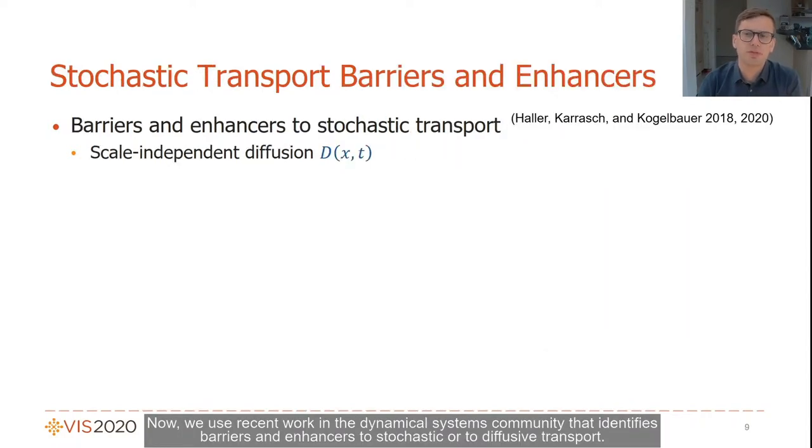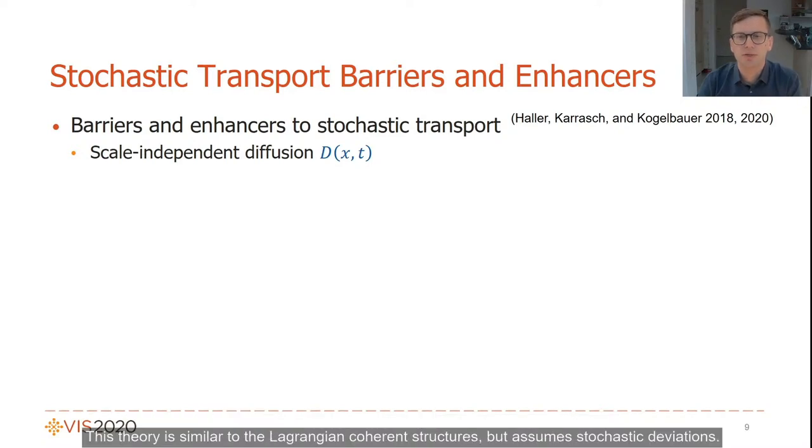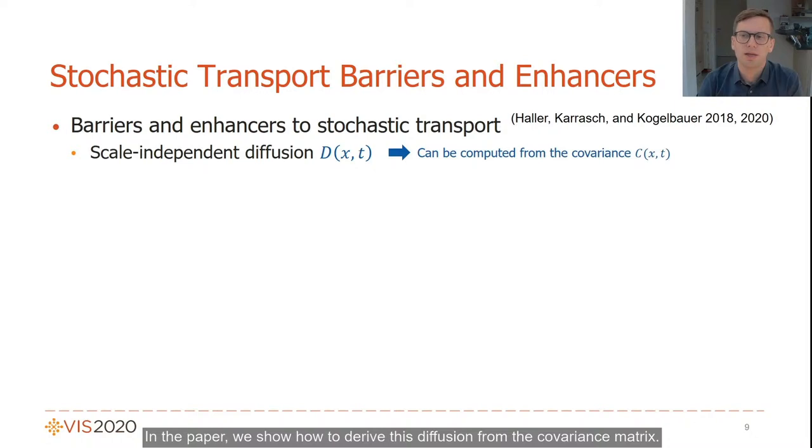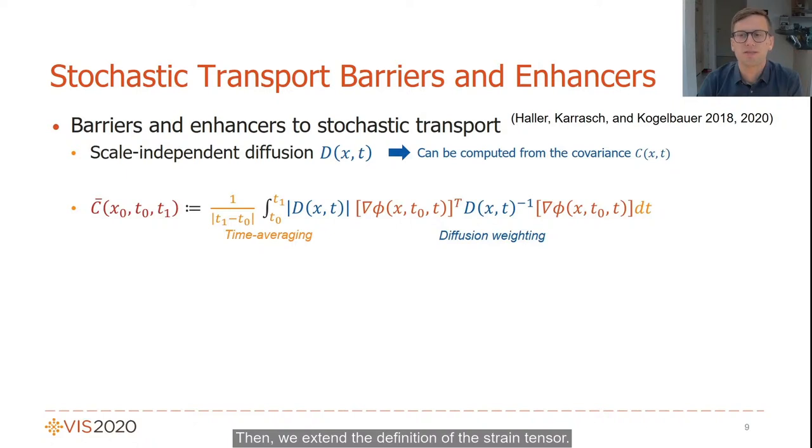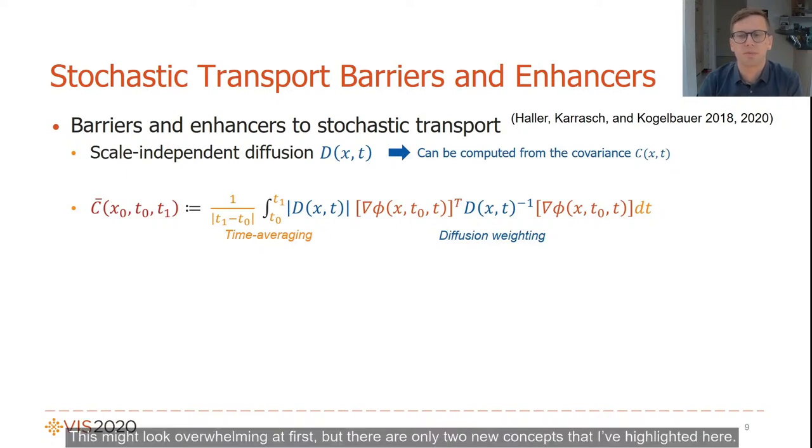Now, we use recent work in the dynamical systems community that identifies barriers and enhancers to stochastic or diffusive transport. This theory is similar to the Lagrangian coherent structures, but assumes stochastic deviations. It is based on a scale-independent diffusion component. In the paper, we show how to derive this diffusion from the covariance matrix. Then, we extend the definition of the strain tensor.